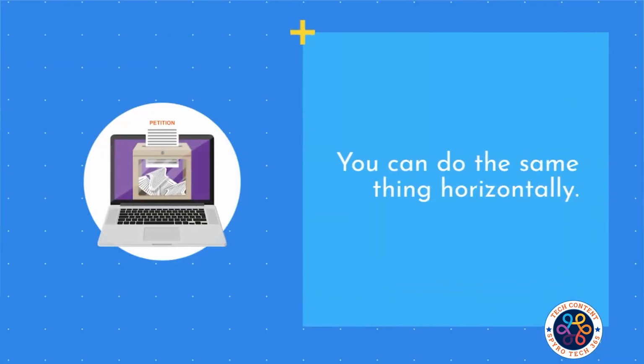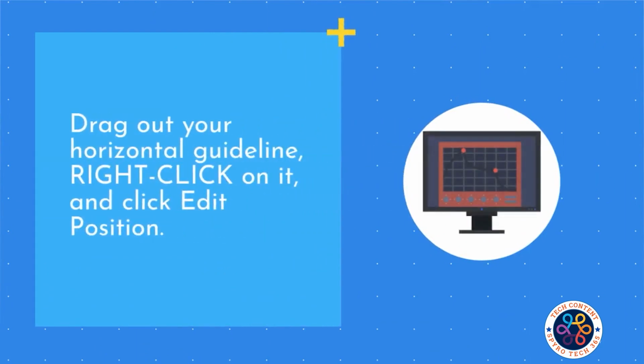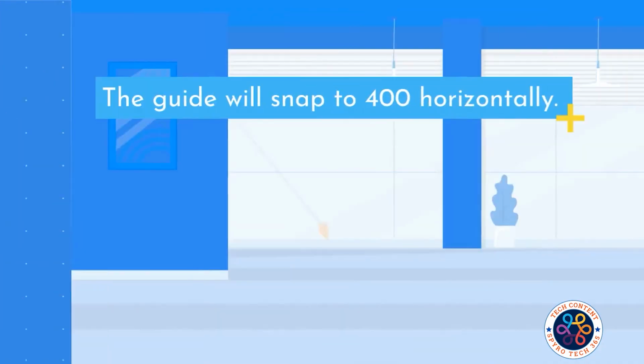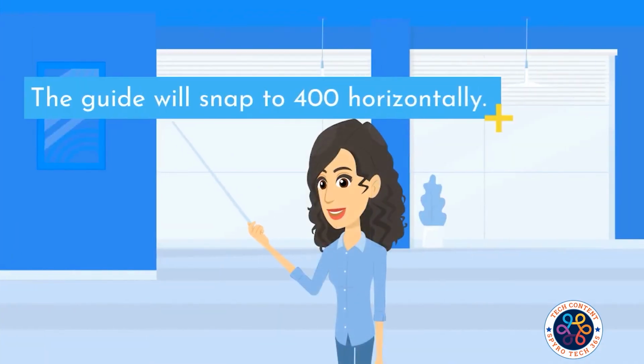You can do the same thing horizontally. Drag out your horizontal guideline, right-click on it, and click Edit Position. The guide will snap to 400 horizontally.